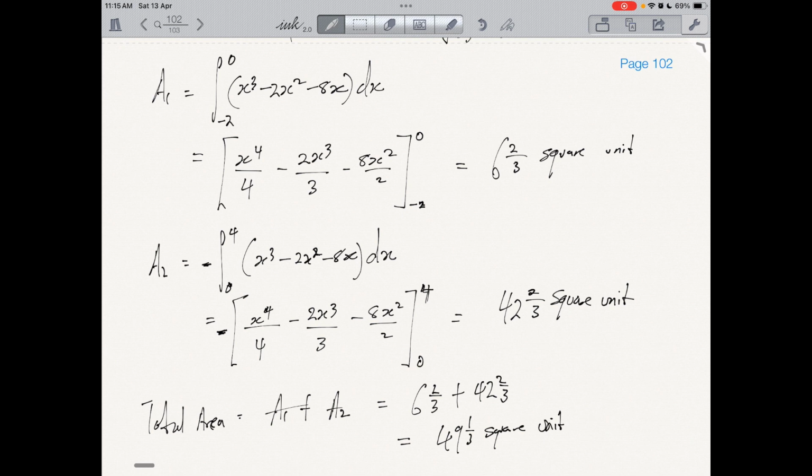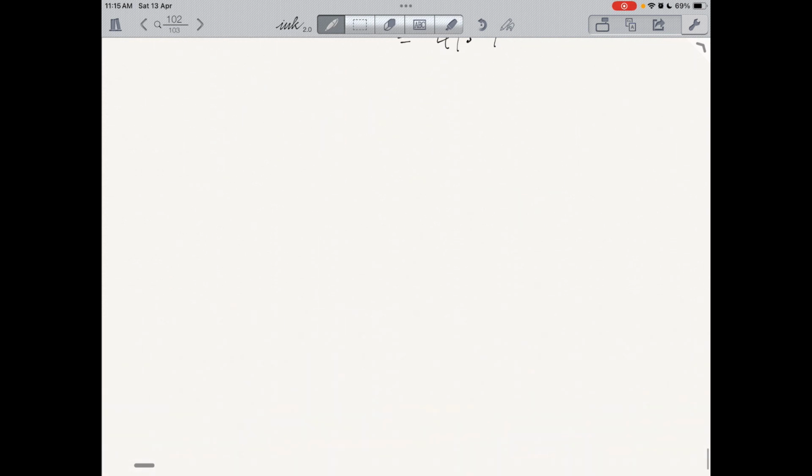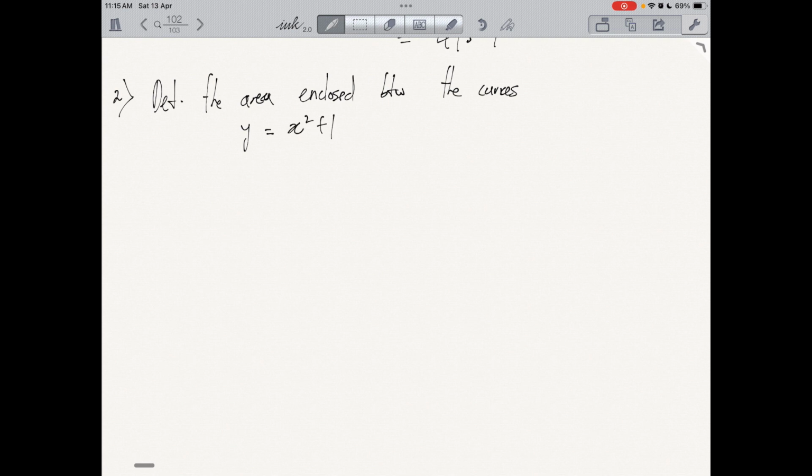Now let's take another example on area between the curves. We are asked to determine the area enclosed between two curves. One is y is equal to x squared plus 1, and the other is y is equal to 7 minus x.